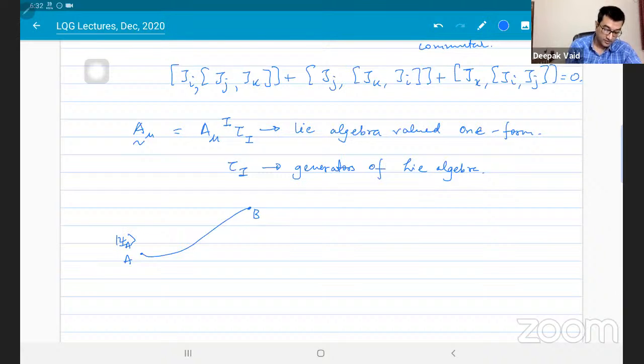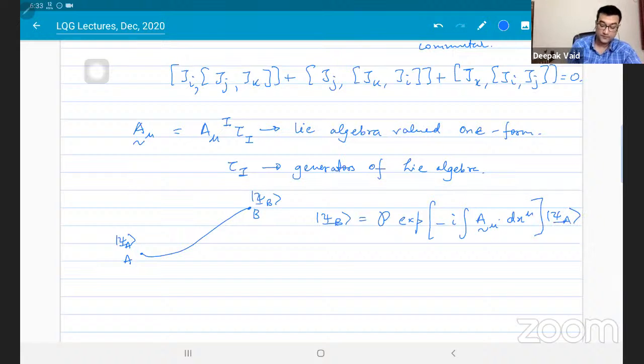and the effect of the gauge field on this particle, then what you would do is you would do this. I will explain all these terms, what this P and all means. Minus integral i A mu dotted with dx mu. Okay.